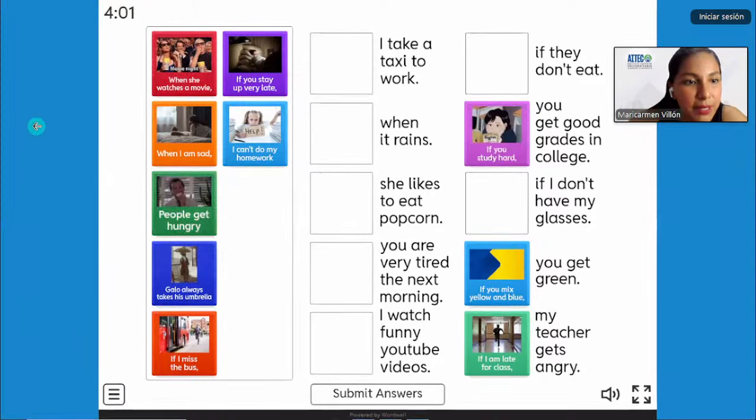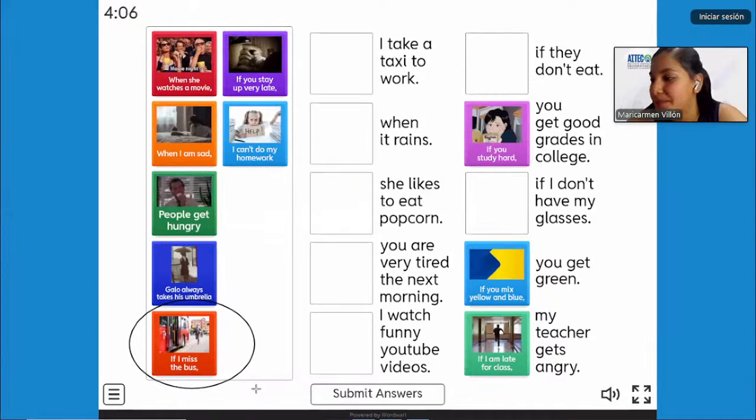Let's see another one. Look at this one. If I miss the bus, what about this one? If I miss the bus. Ese miss es como perder. Esa es la condición. ¿Cuál va a ser el resultado de aquello? Hay una condición, necesitamos saber el resultado. Están algunas opciones ahí.